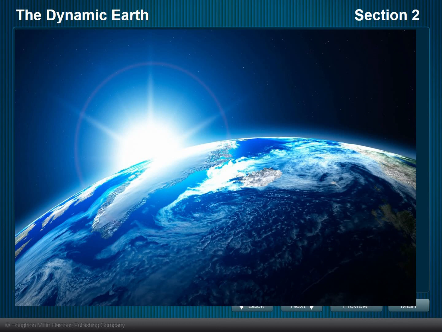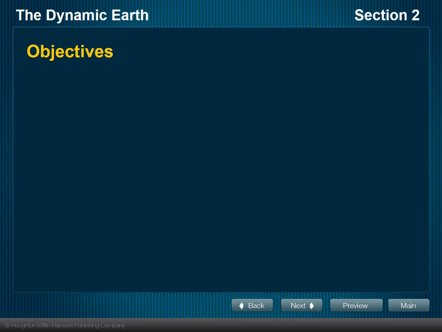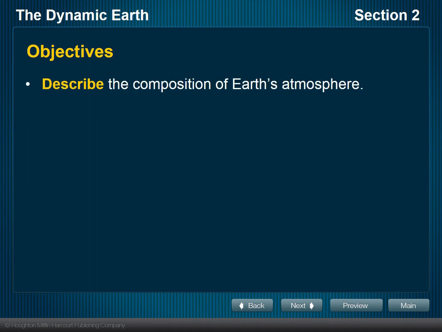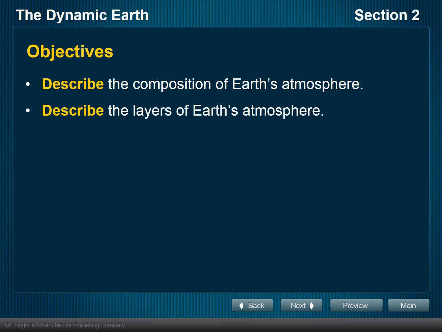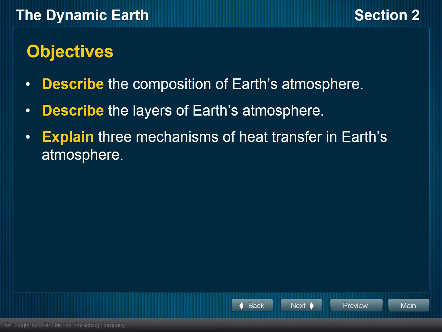Today, we will be discussing Chapter 3, Section 2, which is found on page 67 of your book. It is titled, The Atmosphere. When you finish this section, you should be able to describe the composition of Earth's atmosphere, describe the layers of the Earth's atmosphere, explain 3 mechanisms of heat transfer in the Earth's atmosphere, and explain the greenhouse effect.